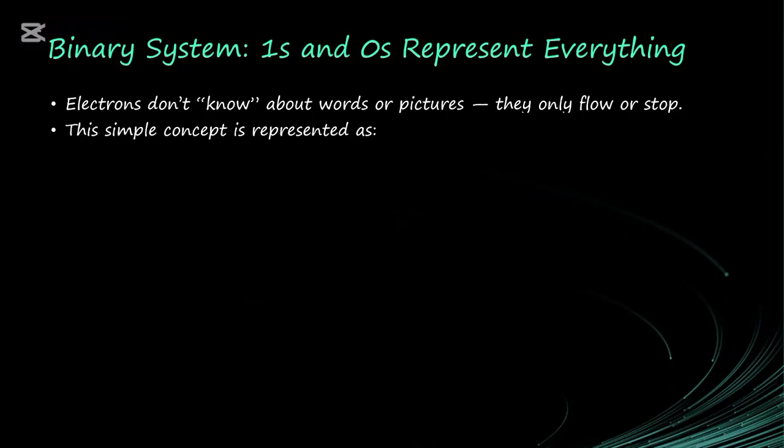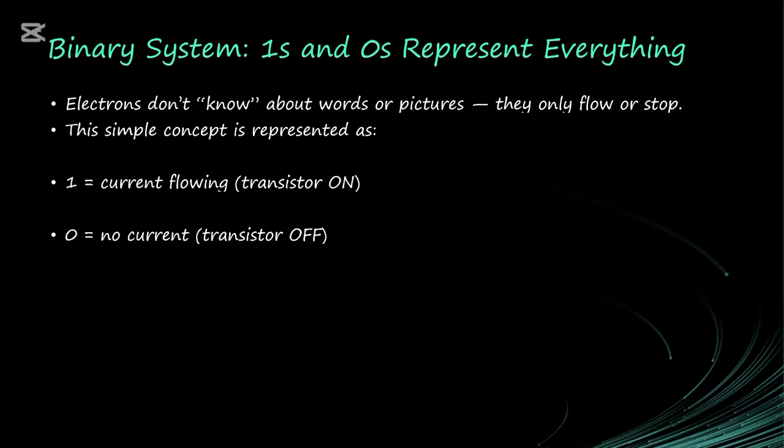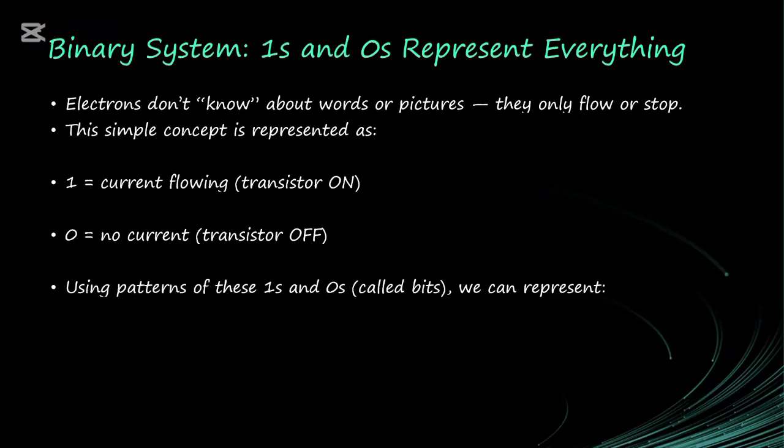So electrons are either flowing or they are not flowing. This simple concept is represented as 1 meaning that current is flowing on a transistor, which means the transistor is on. 0 means that there is no current. So it's either there is electric current or there is no electric current. Remember, okay? Using patterns of these ones and zeros is what we call bits. Do you understand it? Bits are the simplest data type, the simplest way to represent data.